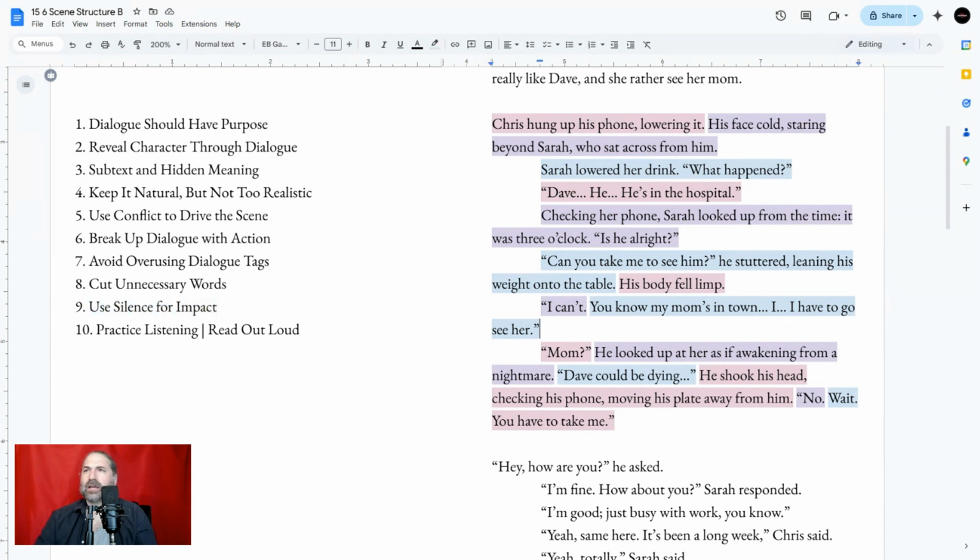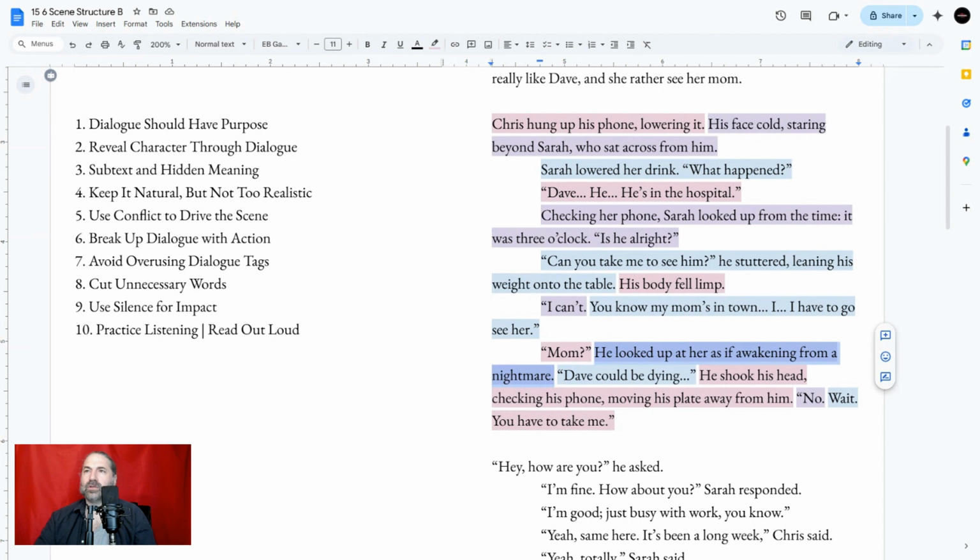Use silence for impact. So he hung up his phone, lowering it, his face cold, staring beyond Sarah, who sat across from him. I don't have to say they sat in silence. I showed the silence. She lowered her drink. This is still silent. And then finally, "What happened?" Checking her phone. This is sort of silence because she's not talking at that moment. He started leaning his weight on the table. His body felt limp.